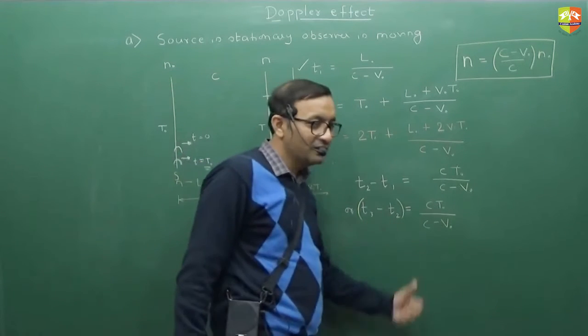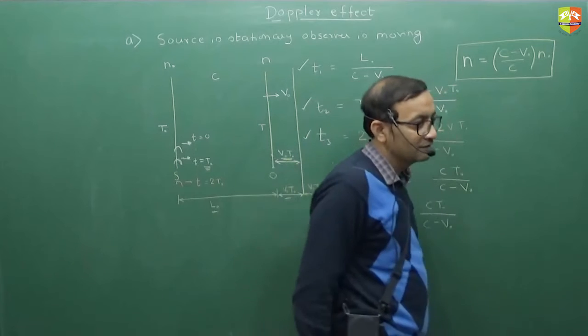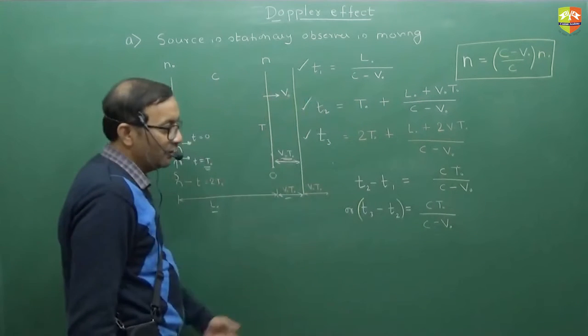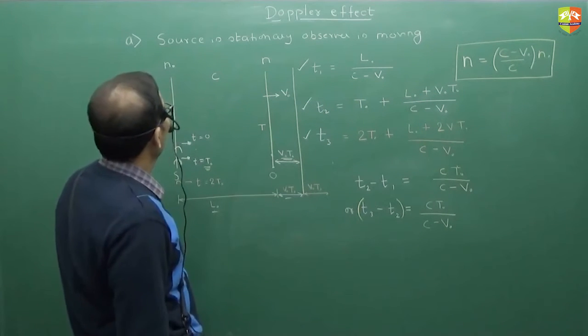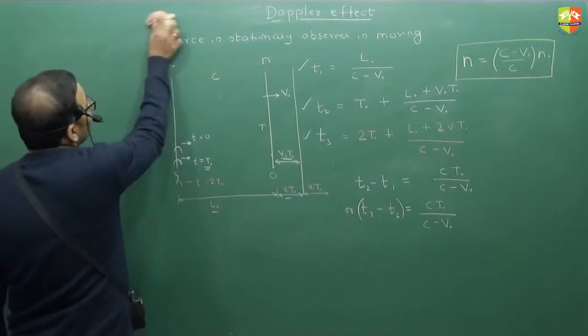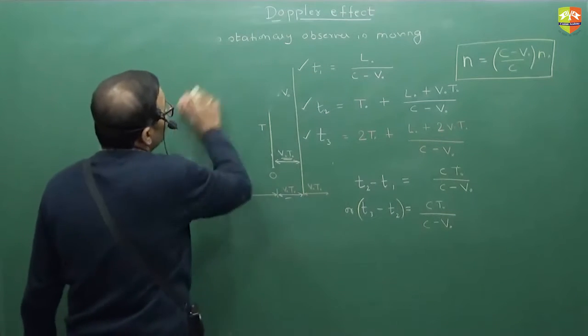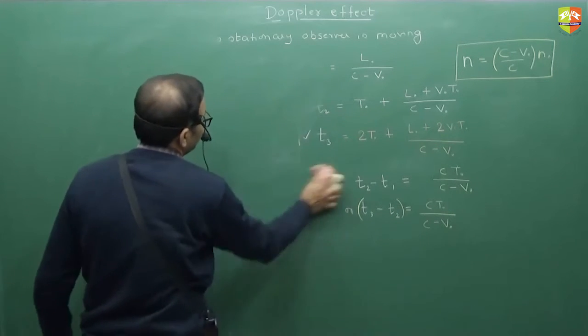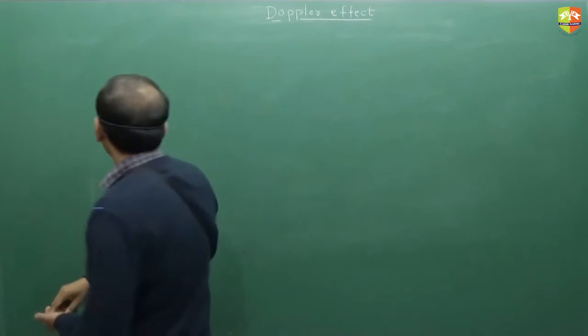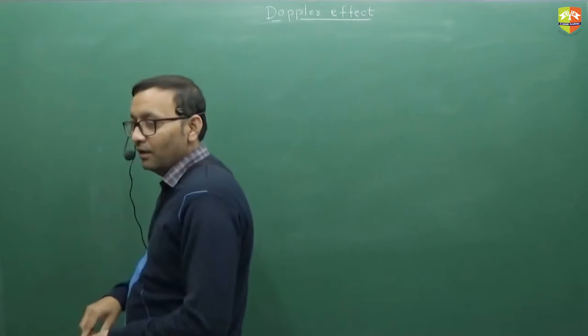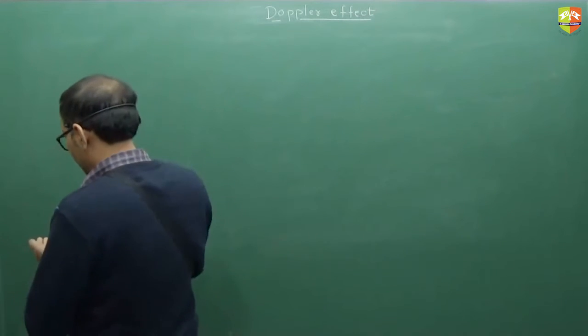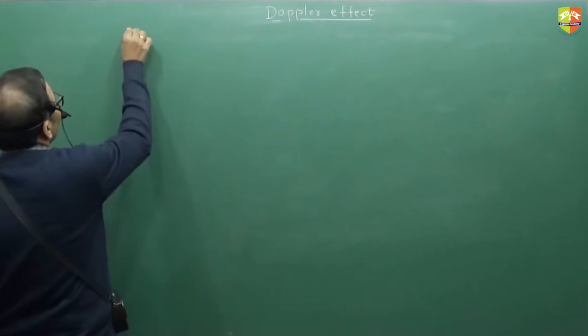Okay. Yeah, it's very easy, right? For now. Yeah, because I am telling you. Okay, write down: source is moving, observer is stationary. So we only need to remember the final formula. The final formula I'll tell at the end. This is just an intermediate formula.